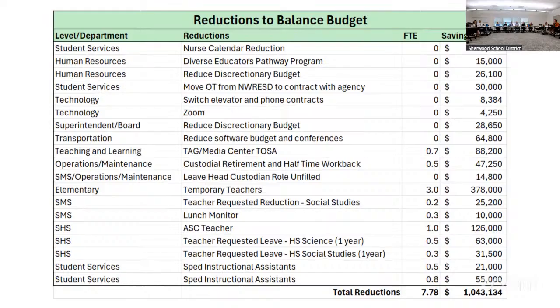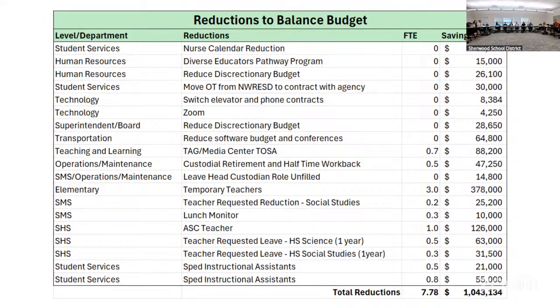So we're feeling pretty fortunate that although this list will certainly be felt by people, compared to what other districts are dealing with, we're feeling really fortunate. And we were able to take a lot of these reductions without having to lay off our staff, which is also a really nice piece. Any questions about this?